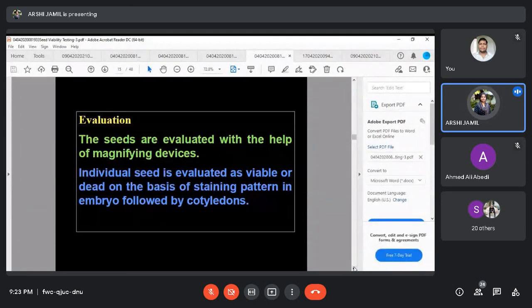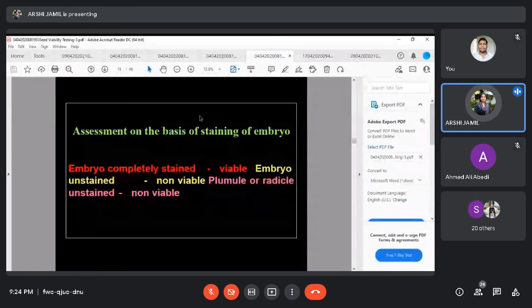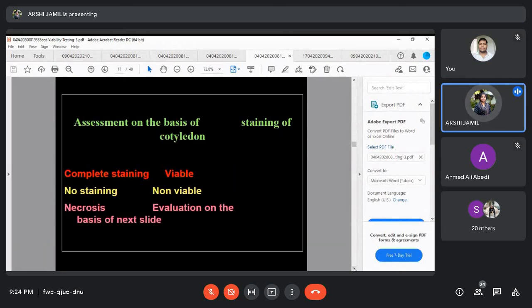As the staining happens, you come to know whether the seed was viable or dead. So, assessment based on the staining of embryo. If the embryo is completely stained, then the seed is viable. If the embryo remained unstained, then it means the seed was non-viable. If plumule or radicle was unstained, then also the seed was non-viable.